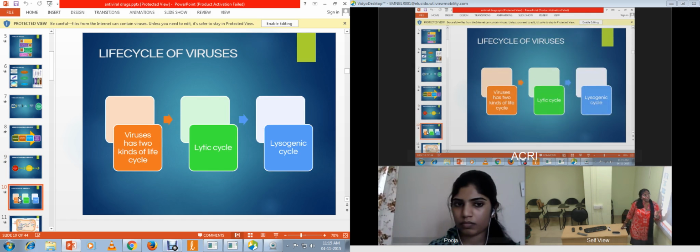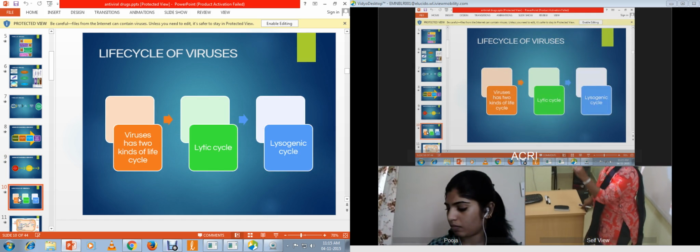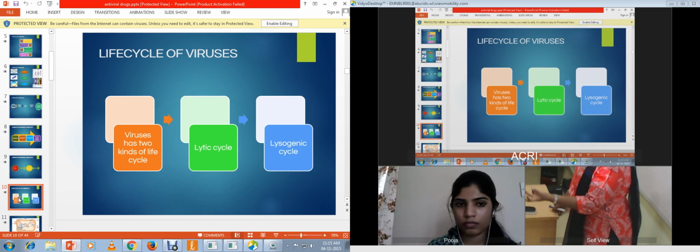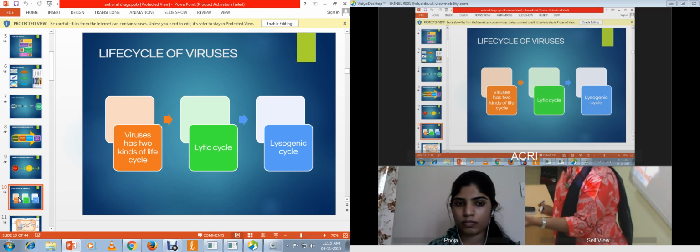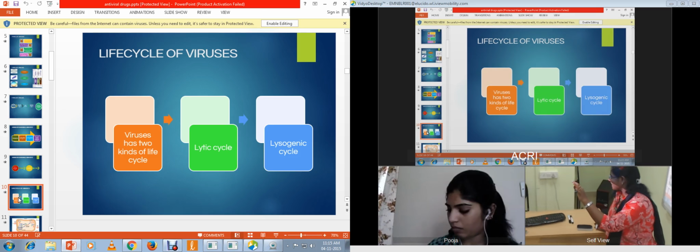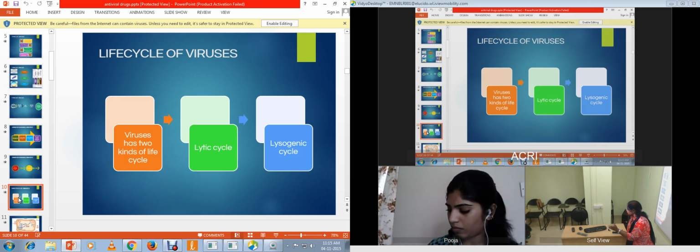As I told you, in the life cycle of a virus, there are two life cycles. One is lytic, the other lysogenic. What do you mean by lytic? Lytic, lysis, right? Lysis of the infected cell membrane or the cell wall. Yes, there is a lysis of the cell wall or the cell membrane of the infected cell. Lysogenic. How does reproduction take place?